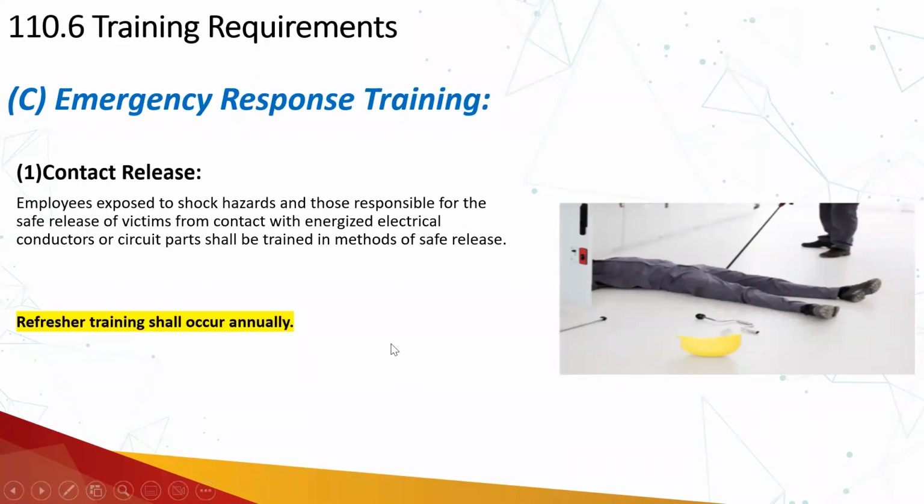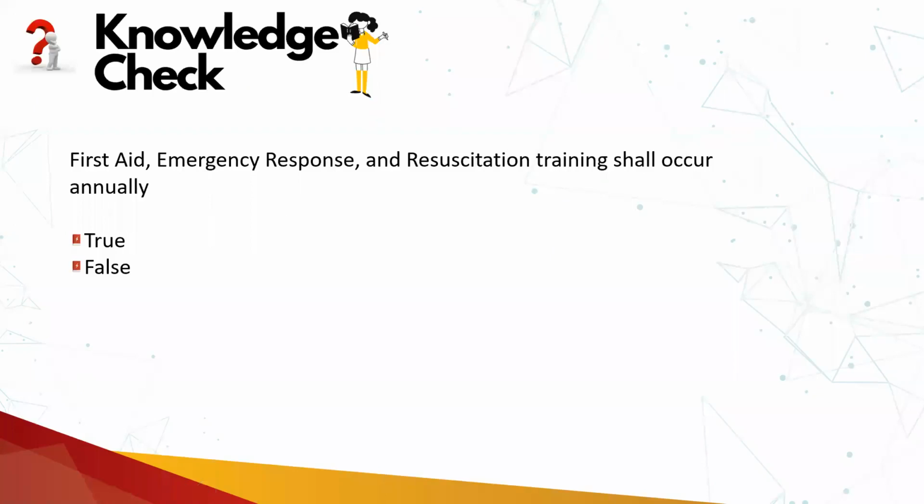So the employees exposed to shock hazard and those responsible for the safe release of victims from contact with energized electric conductors or circuit parts shall be trained in the methods of safe release. Refresher training shall occur annually. So you have to keep these things highlighted or in your mind from the exam point of view. The contact release training needs to occur annually. Then there is a requirement for the first aid and emergency response training. It needs to occur annually.